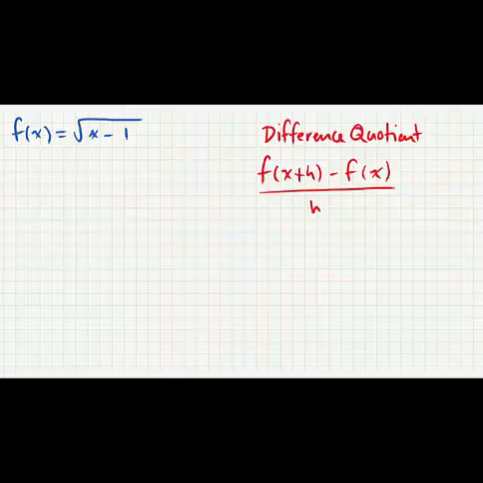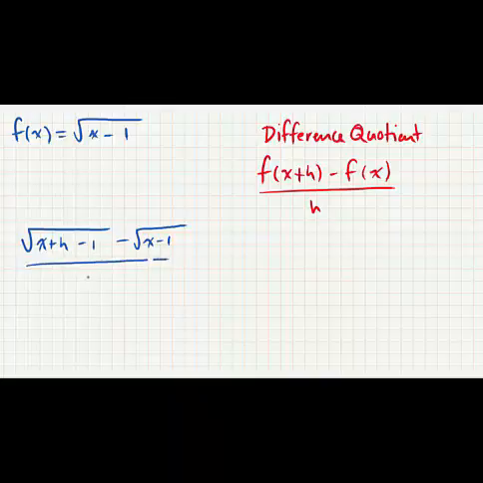And so the difference quotient will be found by replacing the x with x plus h. That's the first part here. And then we'll subtract off the function itself. So here we go. So square root, we replace the x with x plus h, and then we subtract off the function. So we subtract off that, and we divide it by h.